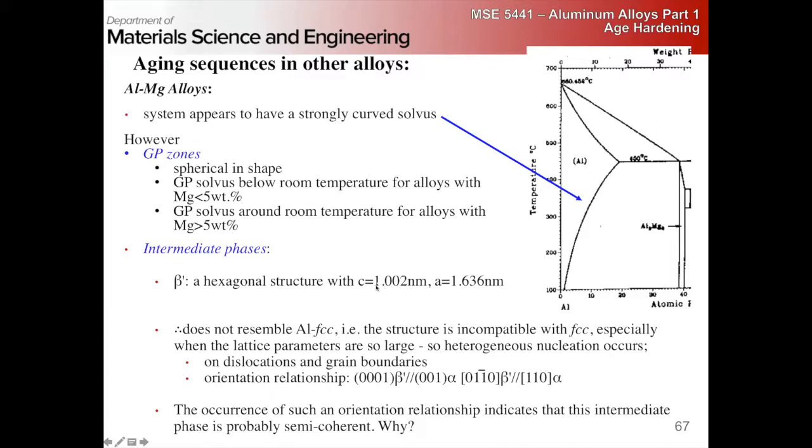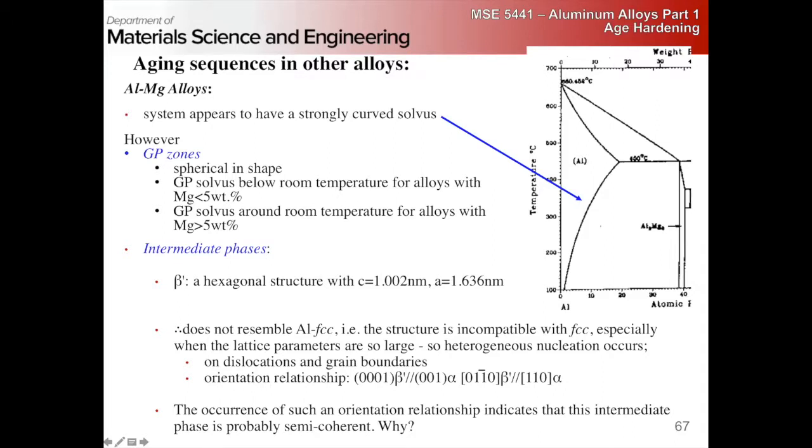This should be 0.14, right? 1.4 angstroms. I'm getting my units wonky, right? So this is a big unit cell, right? The lattice parameters are very large. So this is going to nucleate completely heterogeneously, right? So primarily on dislocations and grain boundaries.